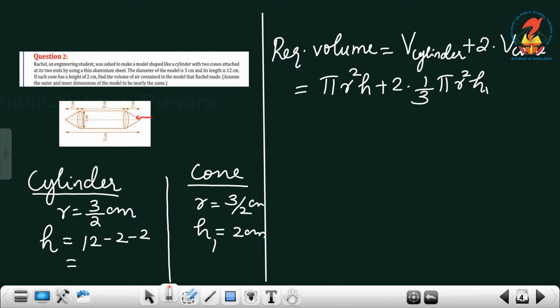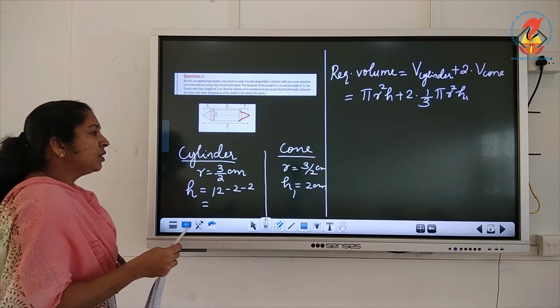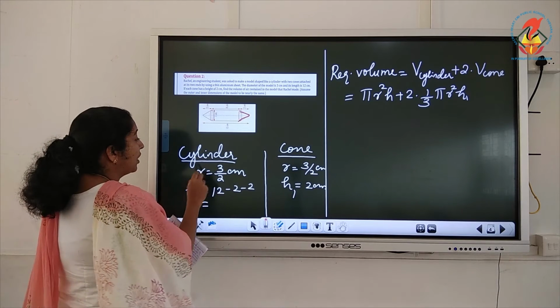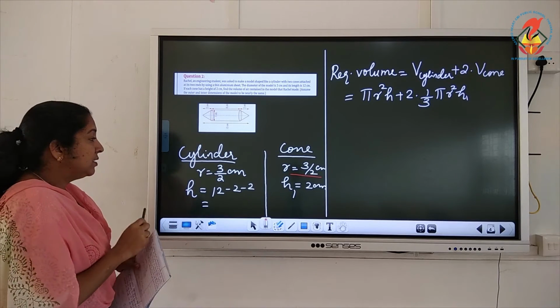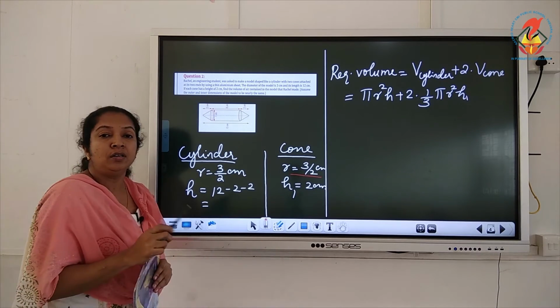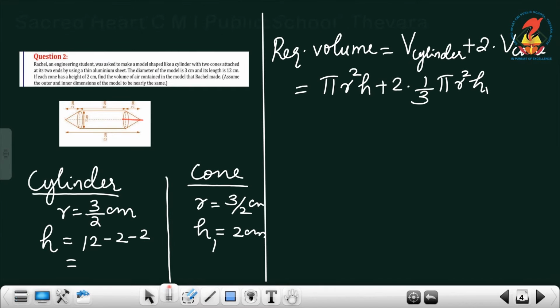We have to find the volume of this model. That means we have to find the volume of the cylinder plus volume of 2 cones. So what are the measurements given? Both the radii are equal. So radius of the cylinder is, diameter is given as 3, so radius is 3 by 2. So cylinder radius is 3 by 2 and cone radius is also 3 by 2. Then height of the cone is given as 2 and total height is given as 12.